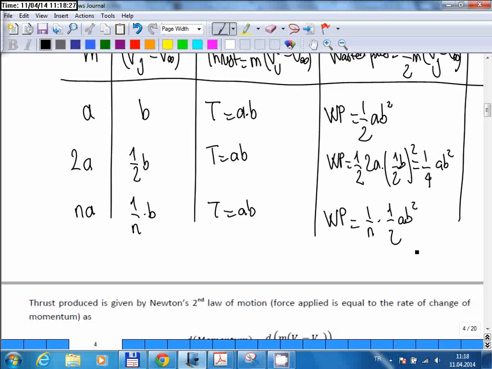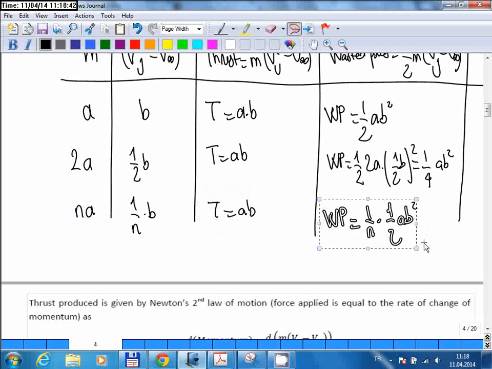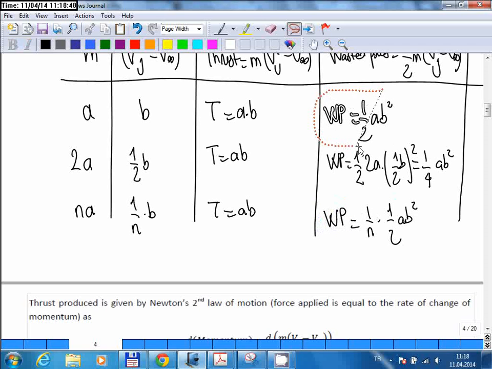Right? So that means if I can make n a very large number, by keeping the thrust output the same, I can reduce the wasted power. If you make n, for example, 100, then the wasted power will be just 1% of the initial wasted power here. Okay? Does this make sense?